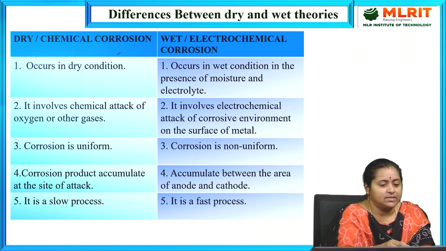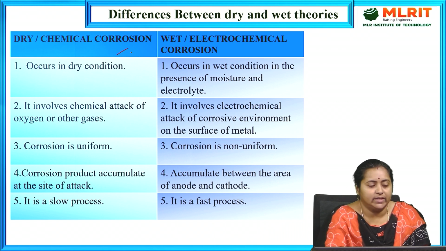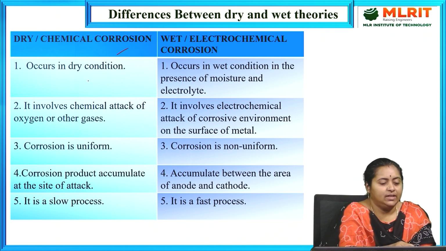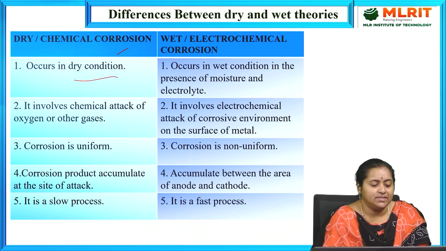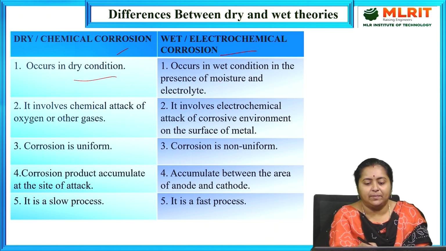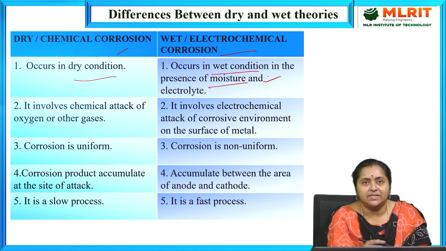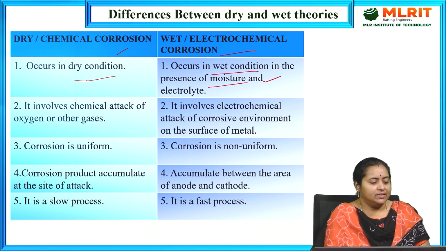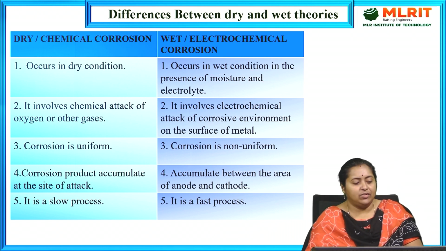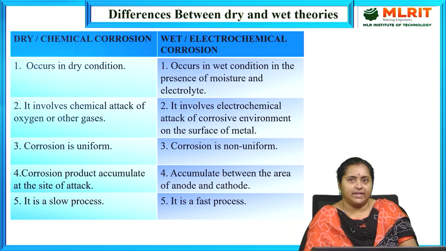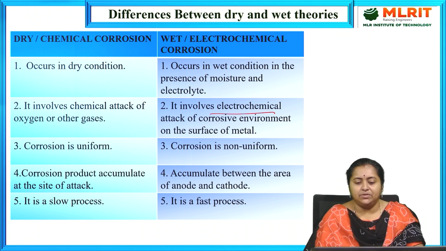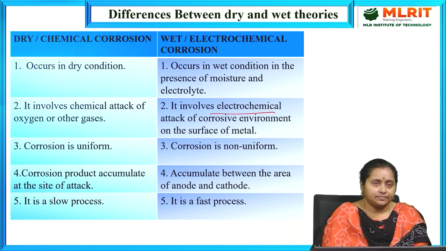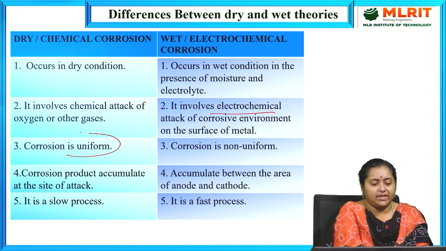The first one is the dry theory, and the second one is the wet theory. The dry theory occurs purely in dry conditions. That means there is no question of a medium in the dry theory. Whereas for the wet theory to take place, the presence of electrolyte is a must. That is, the presence of a medium is a must in the wet theory mechanism, but that is not there in the dry theory. It is purely due to attack of oxygen or other atmospheric gases. The wet theory is purely due to electrochemical attack. And the dry type of corrosion reaction is uniform.